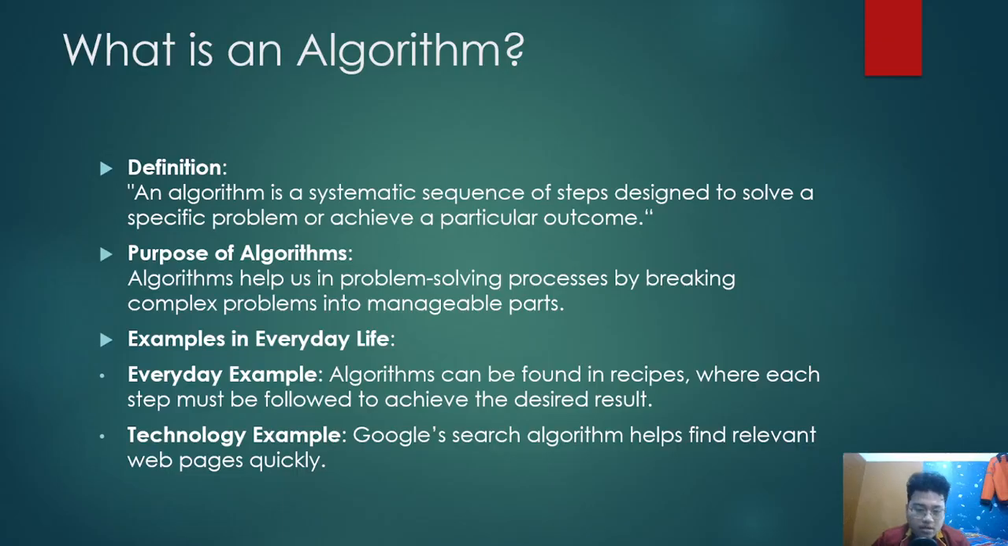An everyday example is a recipe, where each step must be followed to achieve the desired result. A technology example is the Google search algorithm, which helps find relevant web pages quickly. When we want to search for a YouTube video or anything else, the Google algorithm will search the web pages quickly.